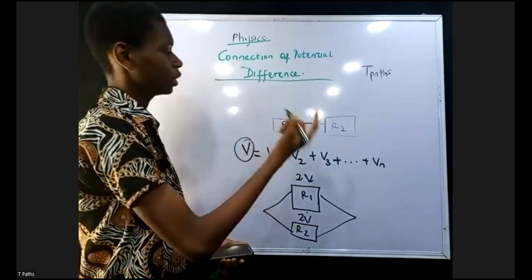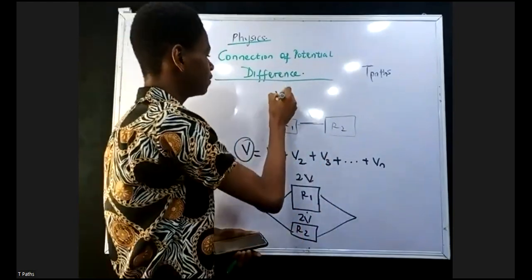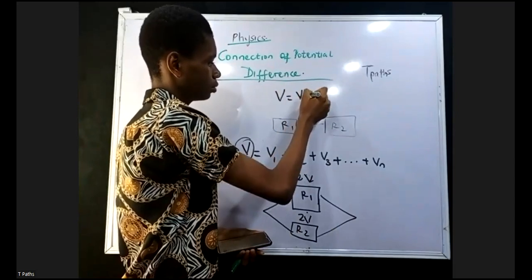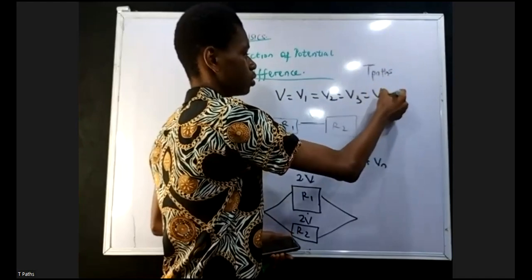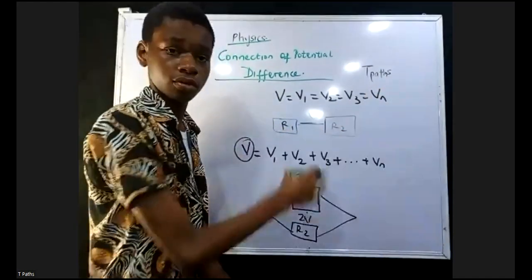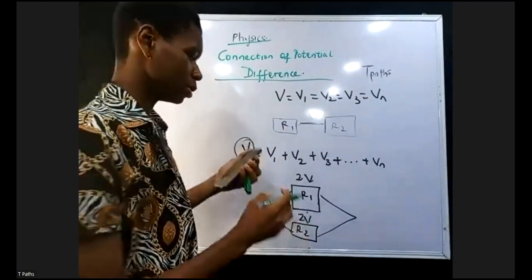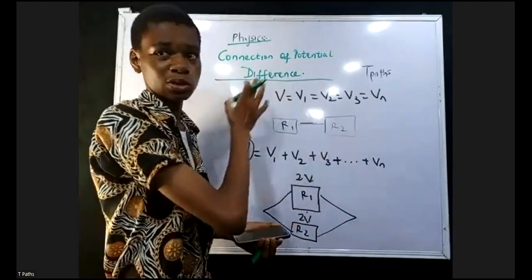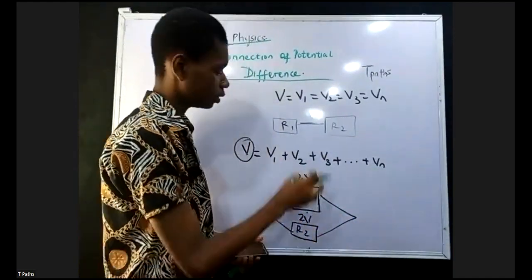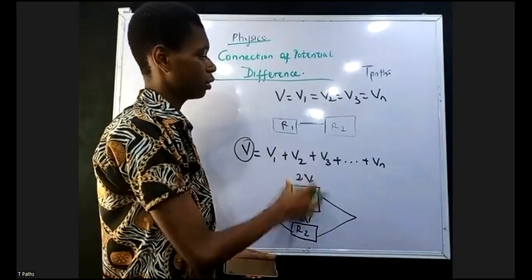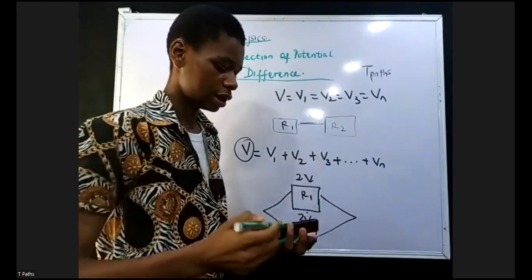So now you can say the formula for calculating potential difference of resistors connected in parallel is V equals V1 equals V2 equals V3, and so on, equals Vn, where n is the total number of resistors connected in the circuit. Now, don't forget, let's do a little throwback. For resistors connected in series, you add them up together. For resistors connected in parallel, you just need a single potential difference of the resistors, and that's your net potential difference.